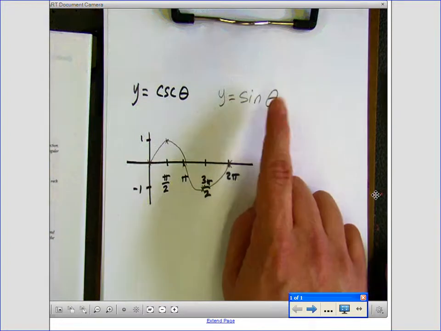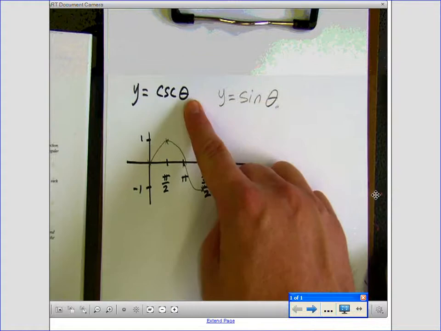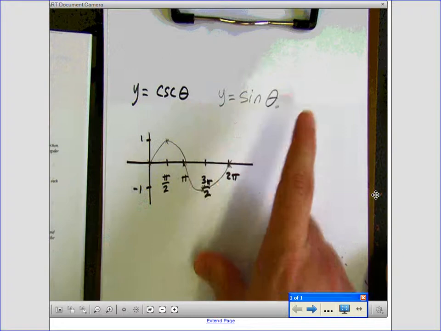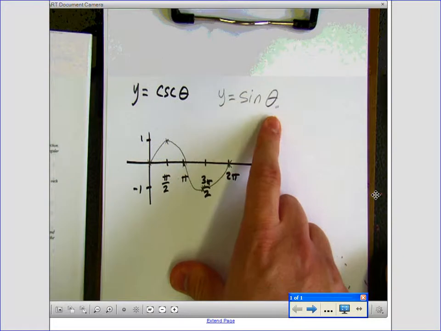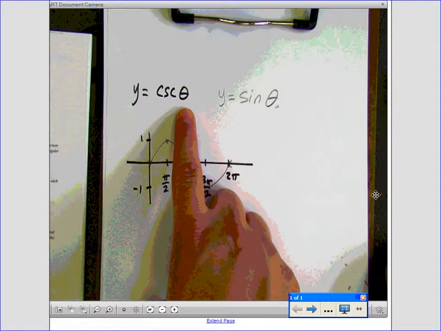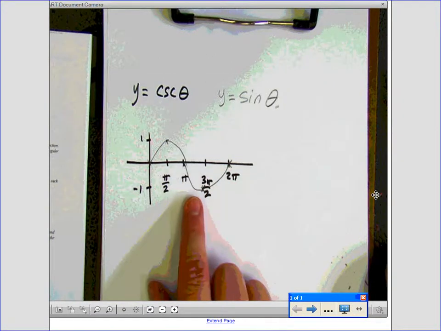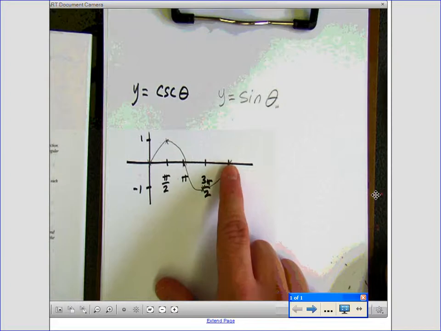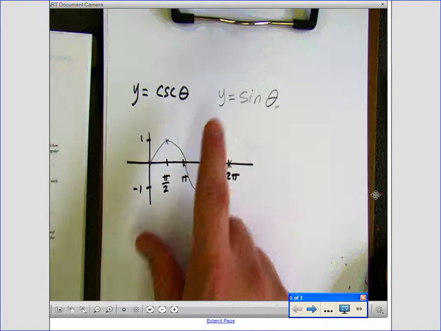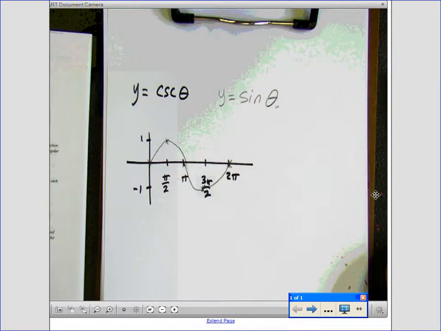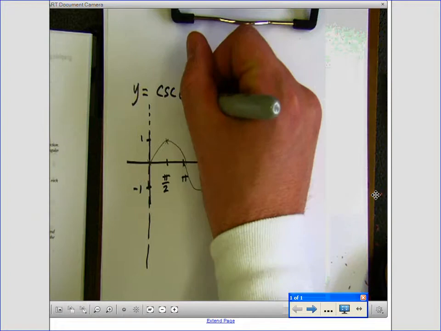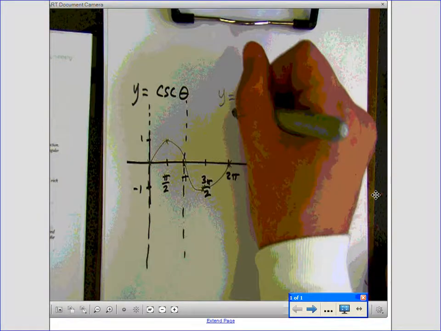Where sine is 0, cosecant will be, you're going to get ahead of me. Where sine is 0, cosecant will be, somebody said it, undefined. And when it's undefined, on the graph now, I will have asymptotes. So wherever I cross the x-axis, my cosecant graph is going to have asymptotes. So let's draw asymptotes where it crosses the x-axis. So we'll have one at 0, and then one at pi, and then one at 2 pi.